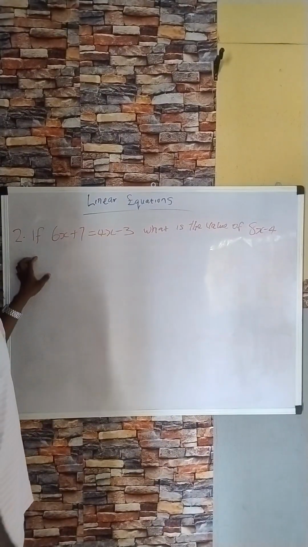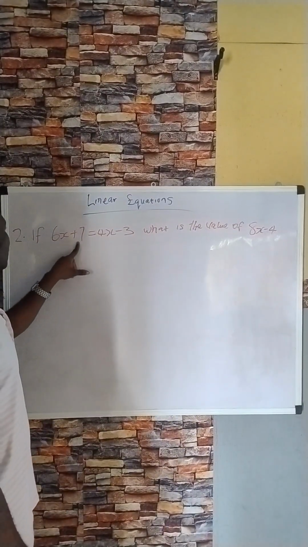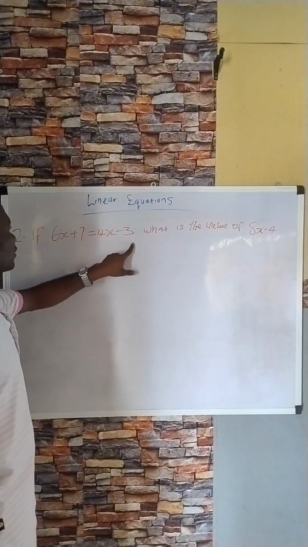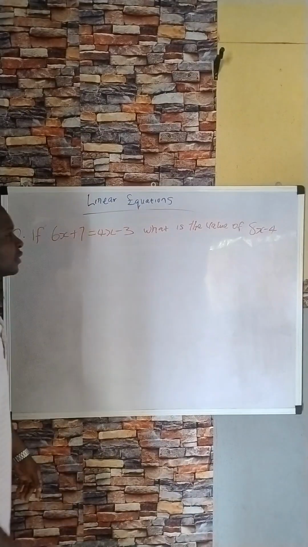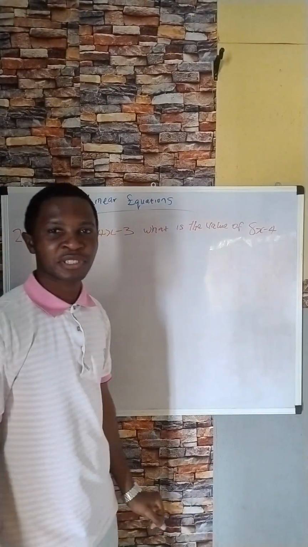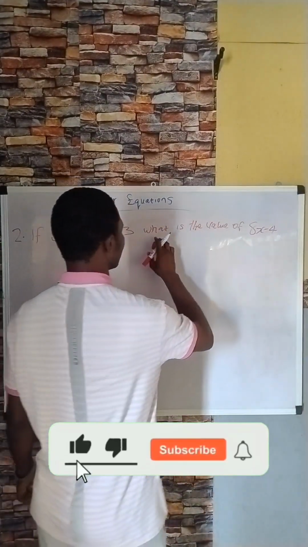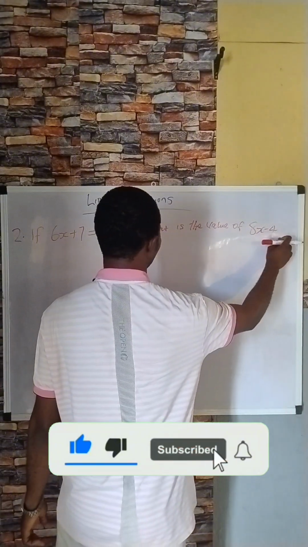So how do we solve this? The question is, if 6x plus 7 is equal to 4x minus 3, what is the value of 8x minus 4? So how do you solve this kind of linear equation? First, this is the question: what is the value of 8x minus 4?